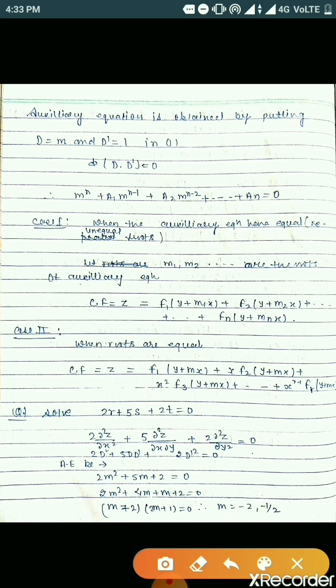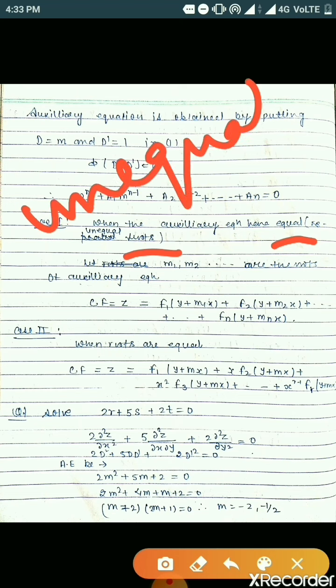So here first we discuss the two cases. The first case is when the auxiliary equation has unequal roots. Let m1, m2, up to mn be the roots of the auxiliary equation. Then the CF part can be written as z equals to f1(y plus m1 x) plus f2(y plus m2 x) plus up to fn(y plus mn x).